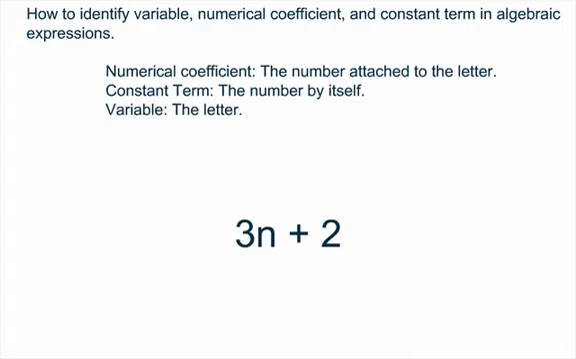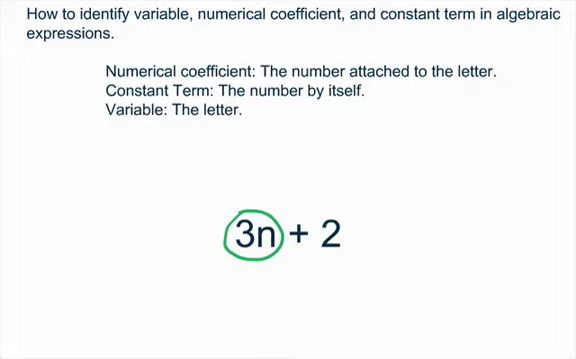So a numerical coefficient is something that can change the letter in some way. It's usually a number that's attached to the letter, and that's your hint, the number attached to the letter. Because if it's attached to the letter, for example down here, the 3 connected to the n, that means that you're multiplying the n and you're eventually going to change it in some way. So the numerical coefficient always changes.